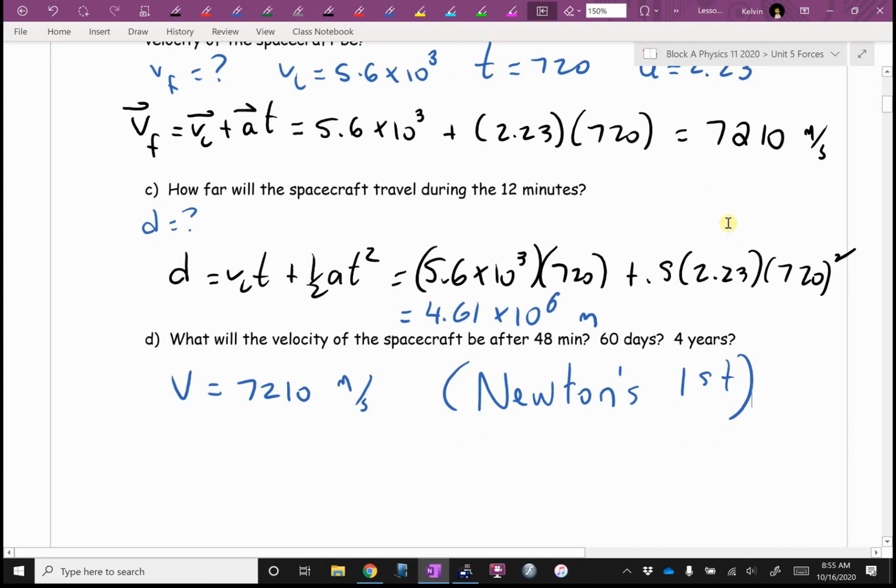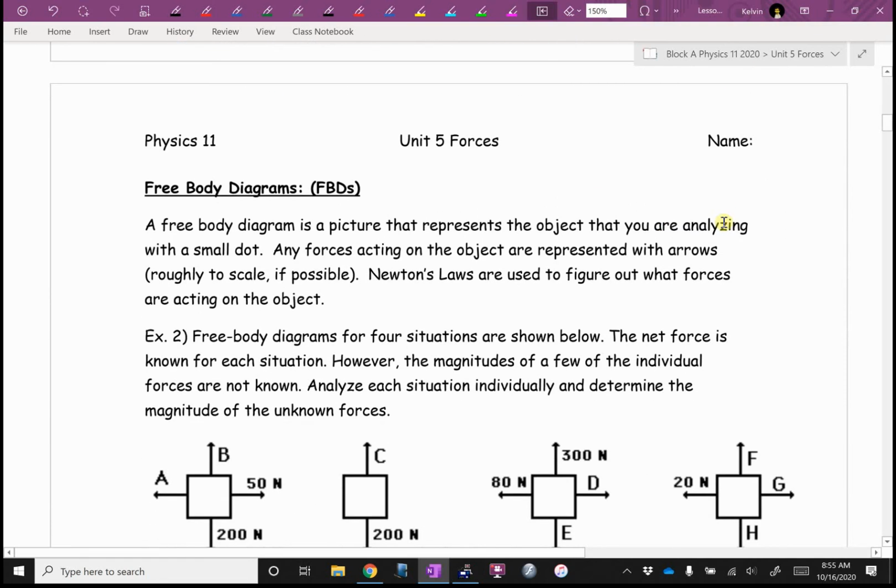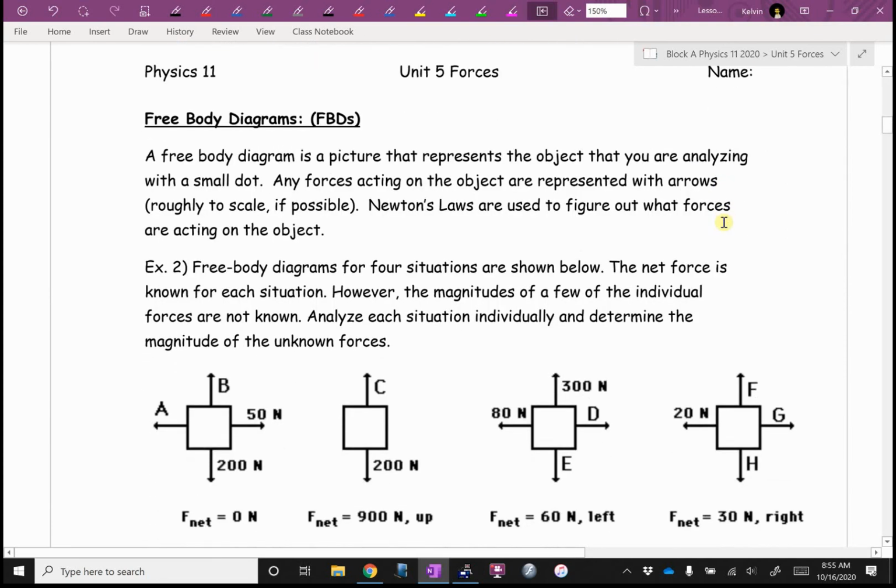That's all just kind of to help you understand what we can already do just with Newton's laws. Now let's dive into free body diagrams. FBDs for short. A free body diagram is a picture that represents the object that we're analyzing with a small dot. Any forces acting on the object are represented with arrows.